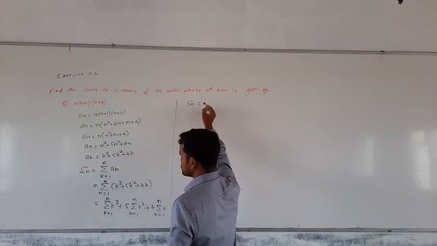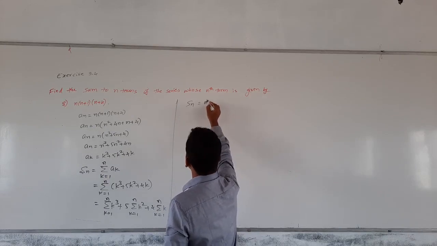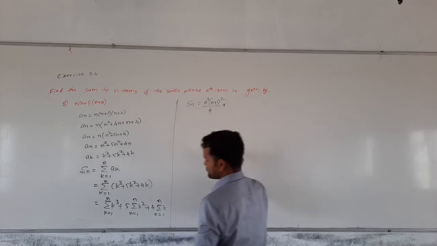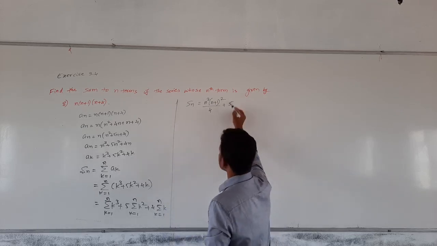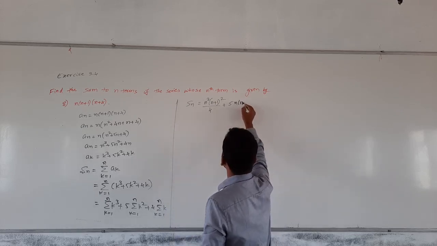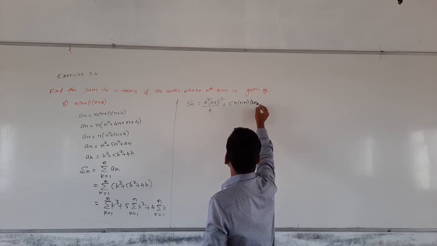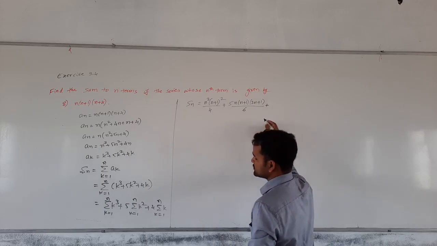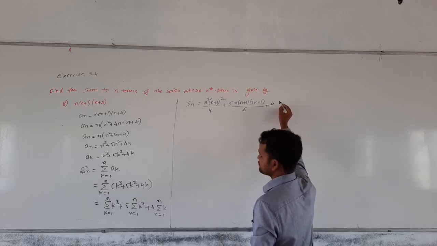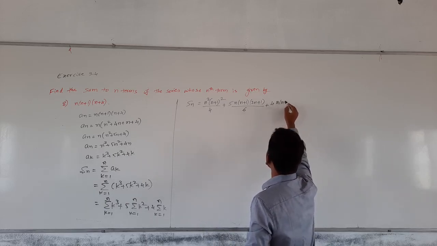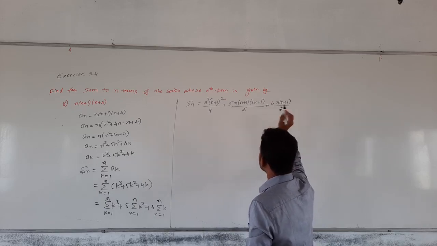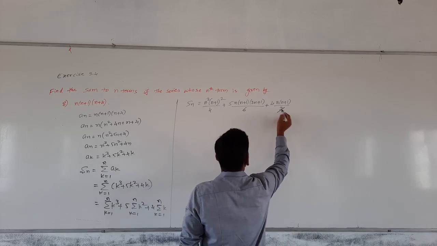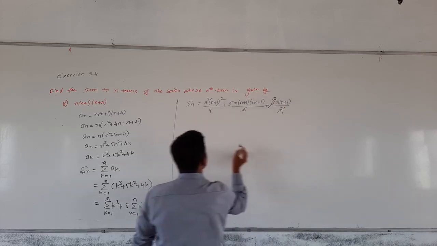Sn is equal to the summation of k cube formula, n square into (n plus 1) whole square divided by 4, plus 5 into the summation of k square, which is n into (n plus 1) into (2n plus 1) divided by 6, plus 4 into the summation of k, which is n into (n plus 1) divided by 2. Here the 2 ones and the 2 twos, I can cancel.